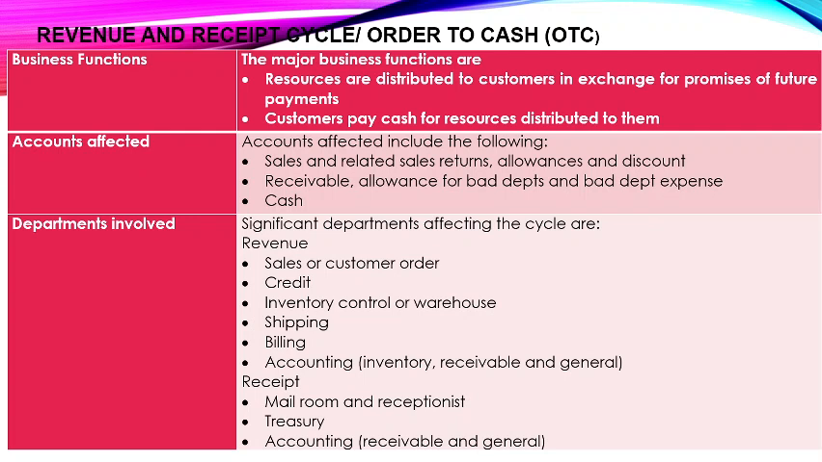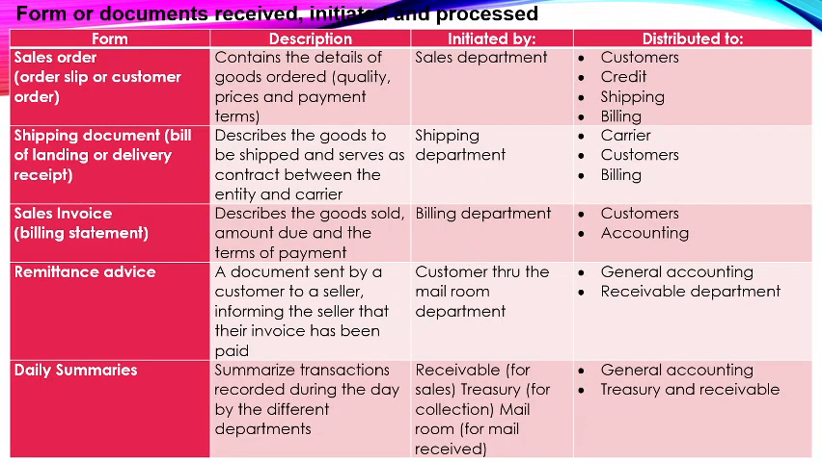And the departments involved. The significant departments affecting the cycle are, for revenue: sales or customer order, credit, inventory control or warehouse, shipping, billing, accounting for inventory, receivables, and general. For receipts: mailroom and receptionist, treasury, and accounting for receivables and general.